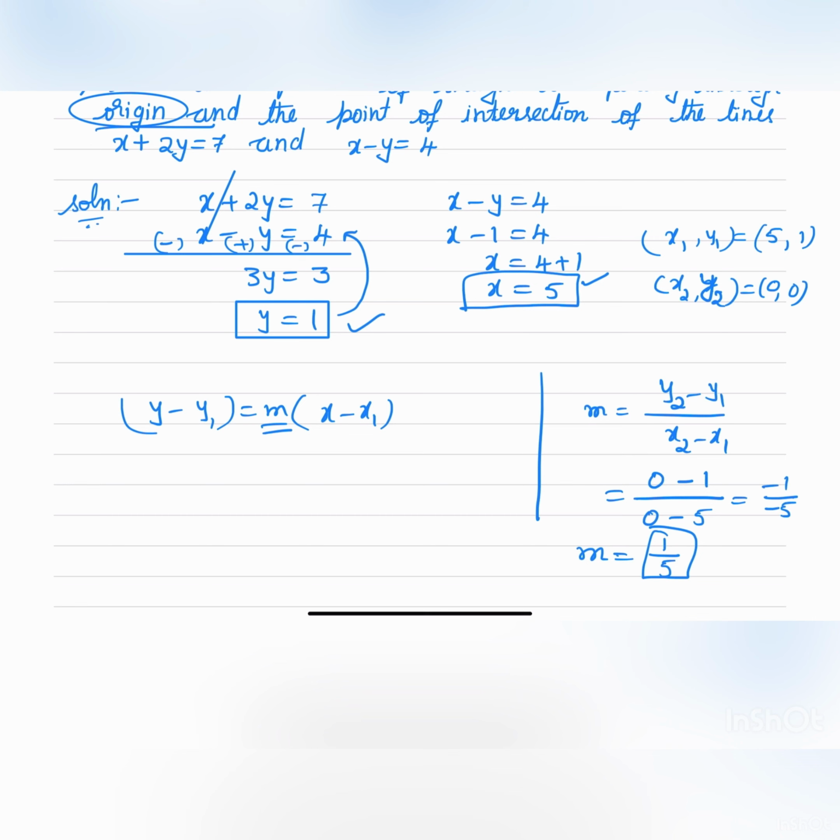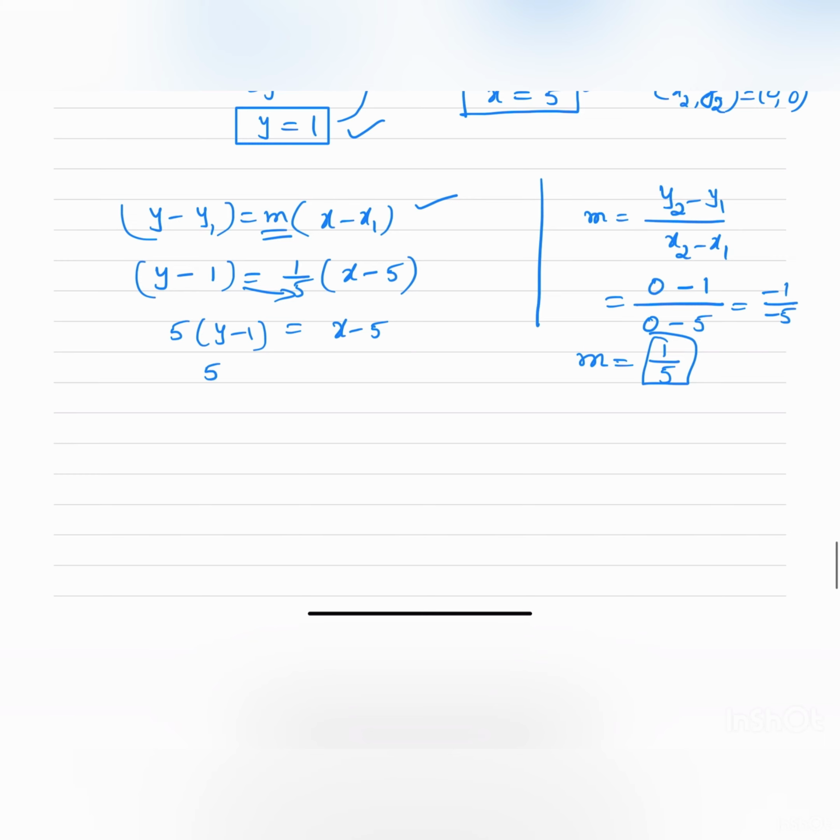Let us substitute that in this equation. Y minus y1, which is 1, is equal to 1 by 5 into x minus x1, which is 5. And we cross multiply. It is 5 into y minus 1 is equal to x minus 5. If we multiply, 5y minus 5 is equal to x minus 5. Minus 5 on the LHS and minus 5 on the RHS will cancel. 5y is equal to x. Therefore, the equation is x minus 5y is equal to 0. This is the required equation.